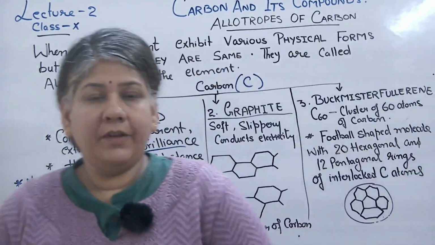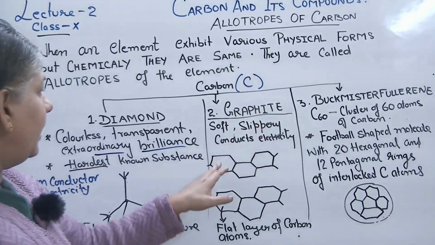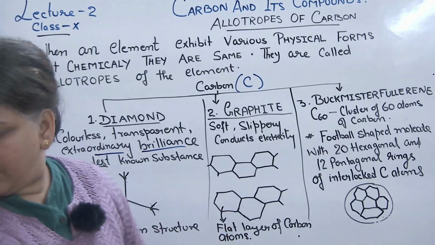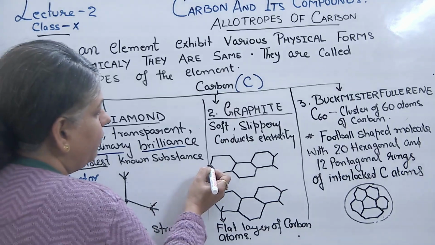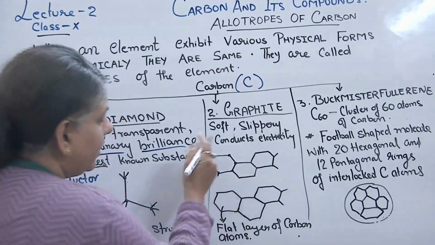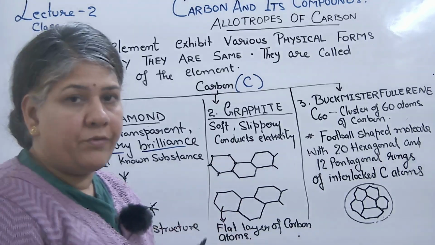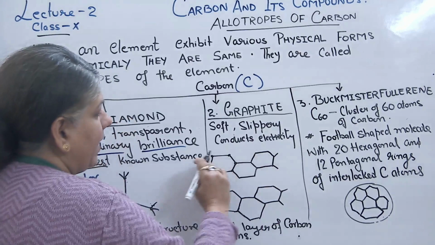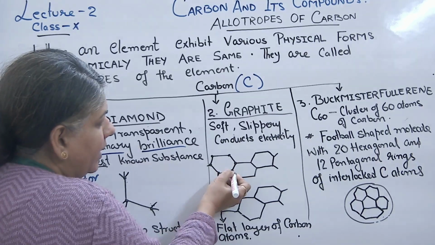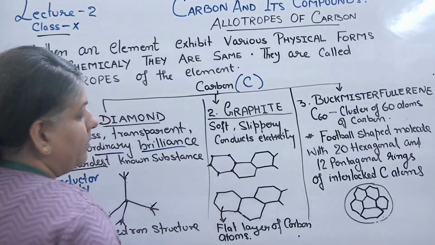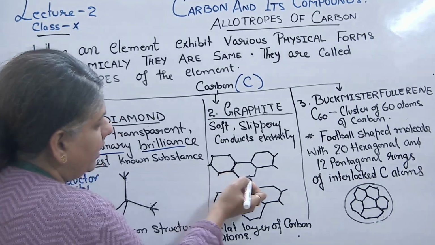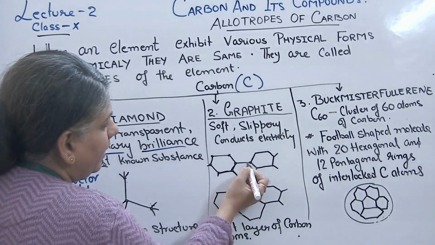Next is graphite. If we see the physical form, it is soft, slippery and conducts electricity. Again, these properties are explained on the basis of structure. In the structure we see that carbon atoms are present in the form of hexagonal sheets. These carbons are arranged in an interlocking arrangement in the form of hexagonal rings. So we get a flat layer of carbon atoms, then another flat layer of carbon atoms. In these parallel layers, each carbon is joined to three next carbons. See here 1, 2 and 3. Similarly, here we can see 1, 2 and 3.